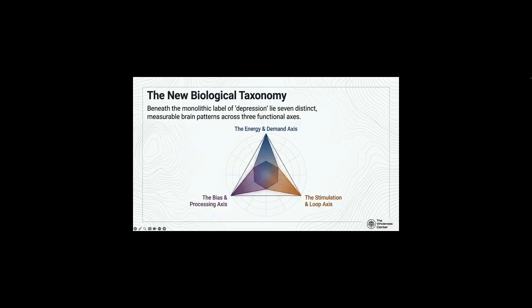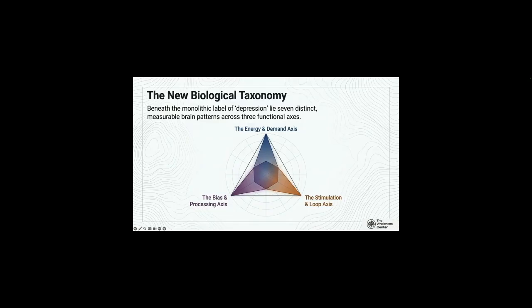So we look at these through 3 different axes. We have energy and demand. We have, on the corner there, stimulation and looping. And then my favorite, which is biases and processing. We'll get into that one in a minute, but that one has to do with filters. And it's really an interesting way we interpret our environment.